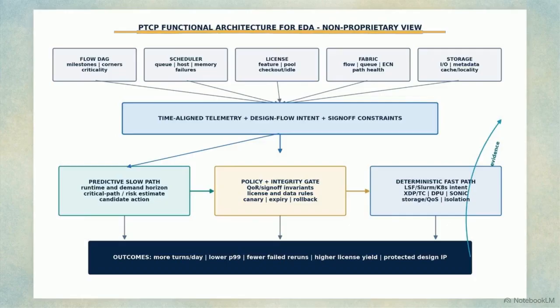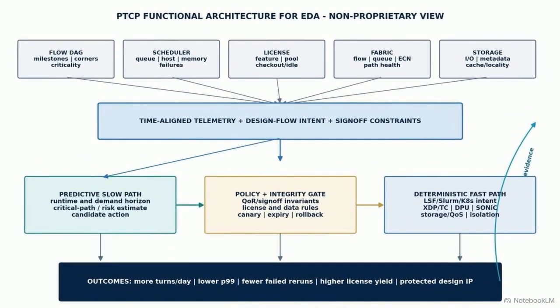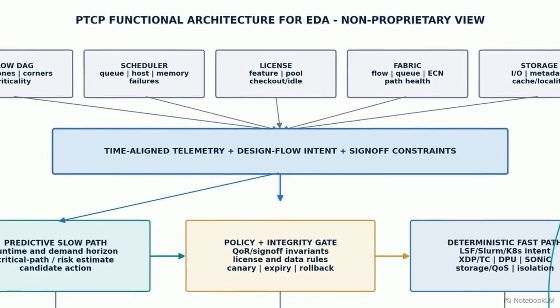This schematic details the functional architecture of PTCP. It bridges the gap between EDA workflow intent and physical infrastructure execution. At the top is the observation plane. PTCP ingests telemetry from flow schedulers, license managers, storage layer, and network fabric. This observation relies strictly on metadata, correlating job states and queue lengths without invasive deep packet inspection.